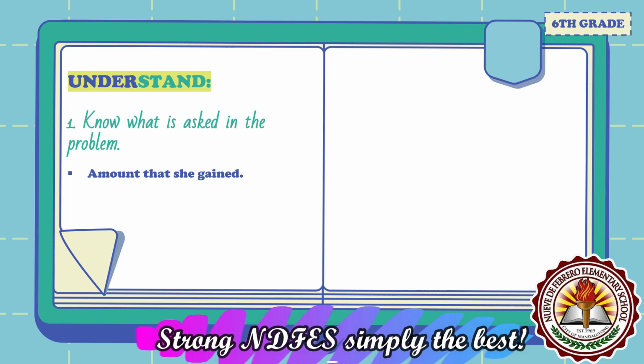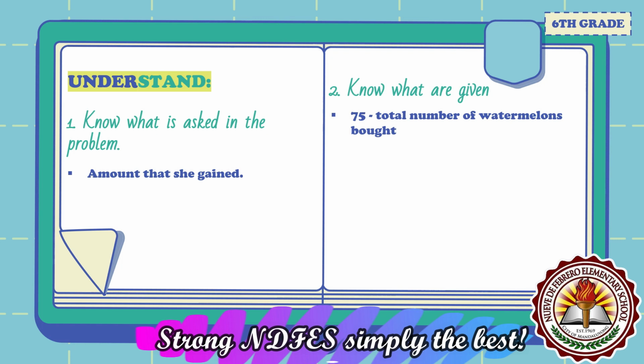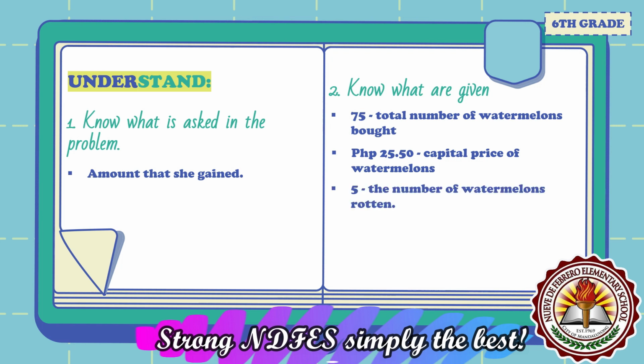Now, know the given facts. What is your answer? These are the numbers that are visible in the problem, or these are the numbers that you're going to solve. So what are the given facts? The given facts are 75 watermelons, 25 pesos and 50 centavos, the capital price of watermelons, 5, the number of watermelons rotten, and 40 pesos, the ceiling or mark price of watermelons.